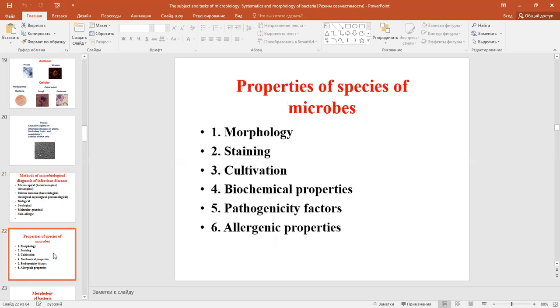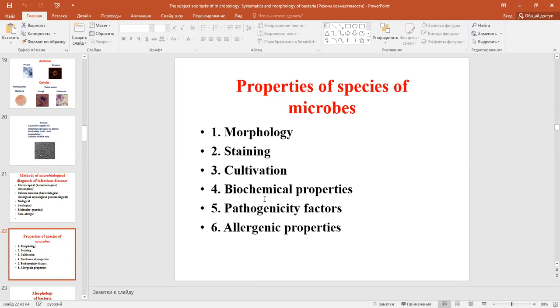Every species of microbes has its own properties, such as morphology, staining, cultivation, biochemical properties, pathogenicity factors, antigenic structure, and allergenic properties. And in every textbook, the characteristic of every species is written by this scheme, all properties. And during 3 months, February, March, and April, you will study properties of microbes, and then after that, you will study causative agents separately.